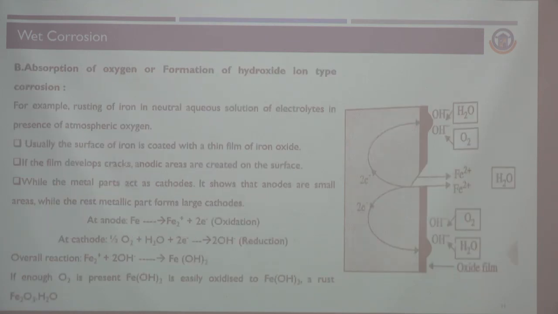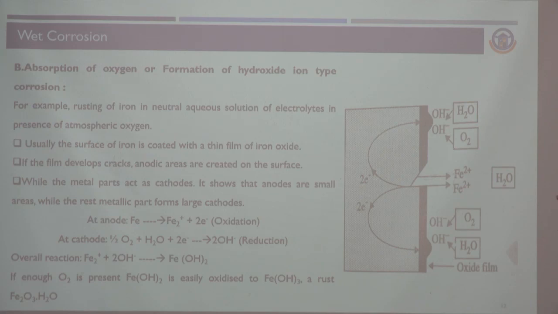And the second type of cathodic reaction in wet corrosion is absorption of oxygen, or formation of hydroxide ion type corrosion. Here you can see that diagram. In this diagram, we have the metal. Usually the metal has some oxide layer on the surface. As time passes, the oxide layer will grow, and because of that, at a particular time, there will be some break in the surface of the metal. The point where we have a break on the surface of the metal will act as an anode, and the remaining part will act as the cathode.